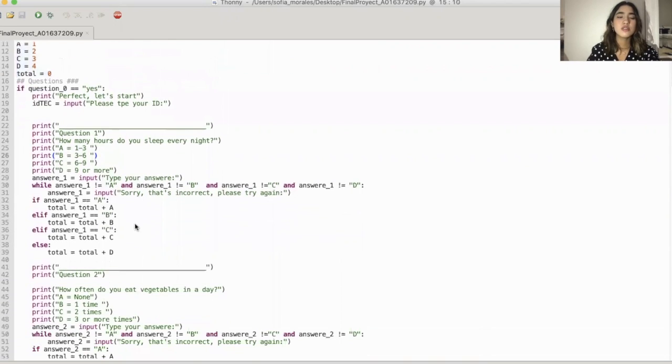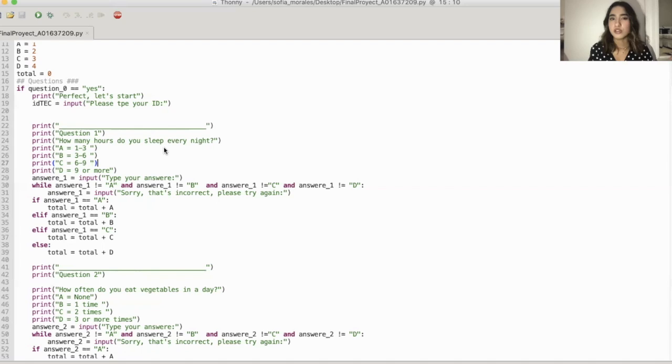So for these questions, they are very simple. For example, let's start with the first one. We're gonna use it to explain the rest. So how many hours do you sleep every night? These questions are very simple. These are the types of questions you get whenever you go to a doctor's appointment. And we organized the answers by range. So A equals 1 to 3, B equals 3 to 6, C equals 6 to 9, and D equals 9 or more. These values may vary between the questions, but they all work in ranges.